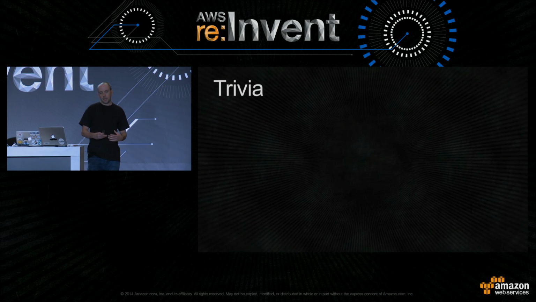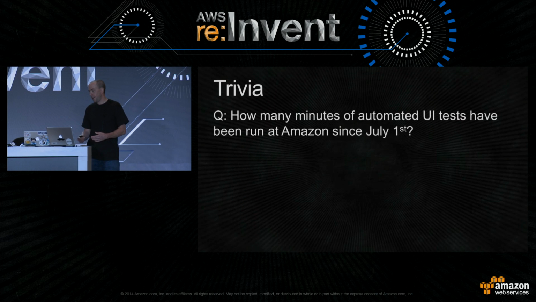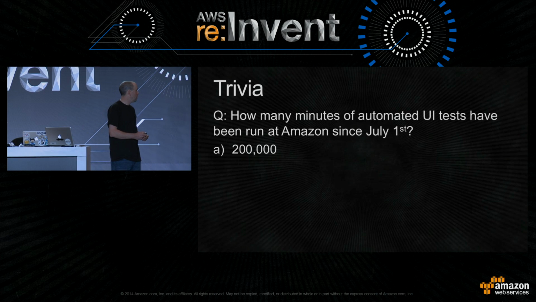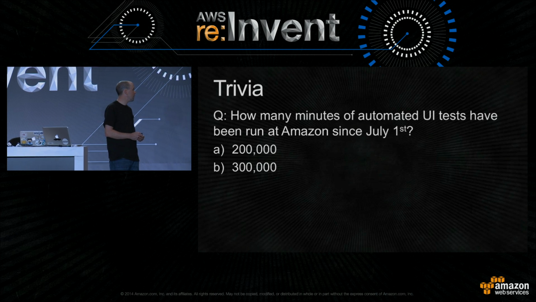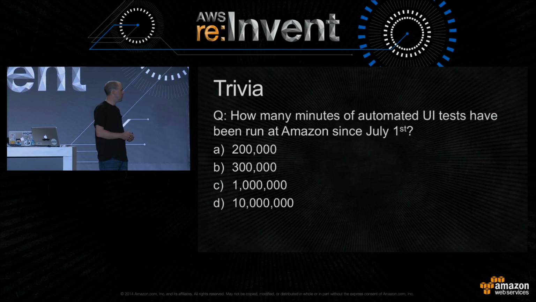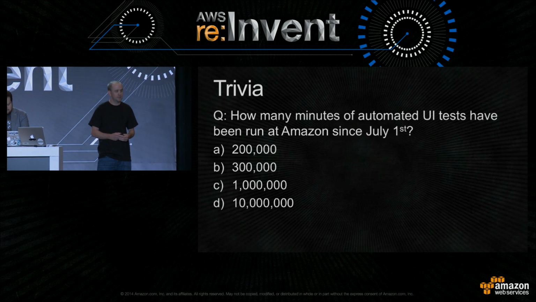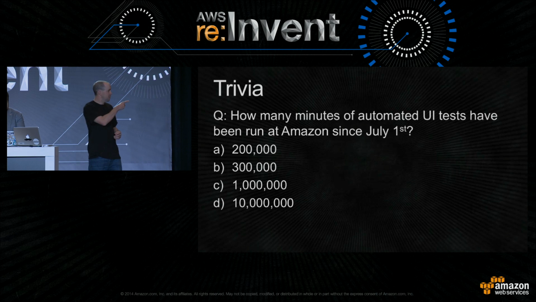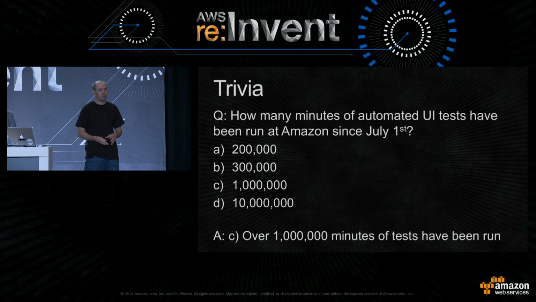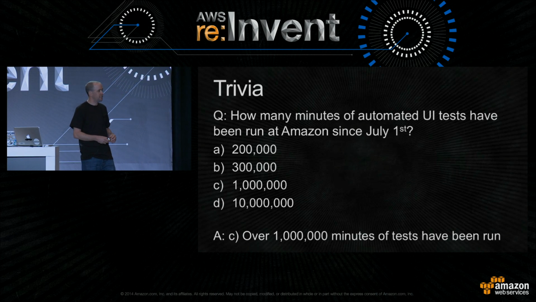OK, so I'm going to end it here with just a little bit of trivia. How many minutes of automated UI tests have been run at Amazon since July 1st? 200,000, 300,000, 1 million, or 10 million? Can anybody take a guess? It's close. It's actually 1 million. So we've run over 1 million automated tests on EC2 since July 1st.